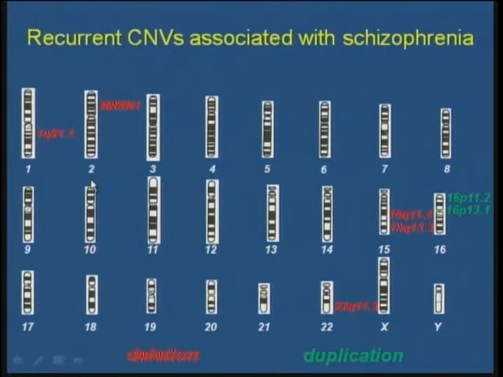There are 5 deletions: one at 1q21, one at chromosome 2p, which actually spans just a single gene, neurexin 1, 2 on chromosome 15, q11.2 and q13.3, and then 22q11.2, which is the VCFS locus. There are also 2 duplications associated with schizophrenia, both on chromosome 16, p11.2 and p13.1.